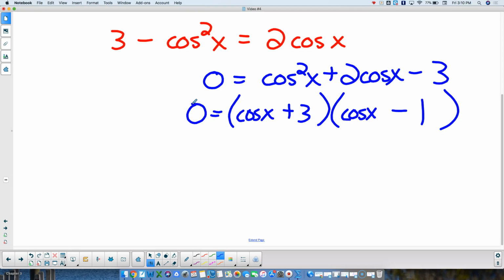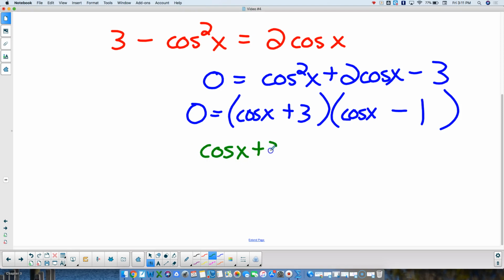Quick check. Cosine times cosine gets me cosine squared. Cosine times -1 is negative cosine. 3 times cosine is 3 cosine. Negative cosine plus 3 cosine is 2 cosine. And +3 times -1 is -3. Factored out, great. Now I can set my two factors equal to 0.